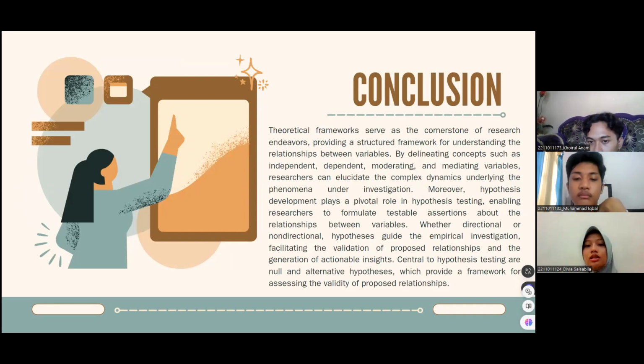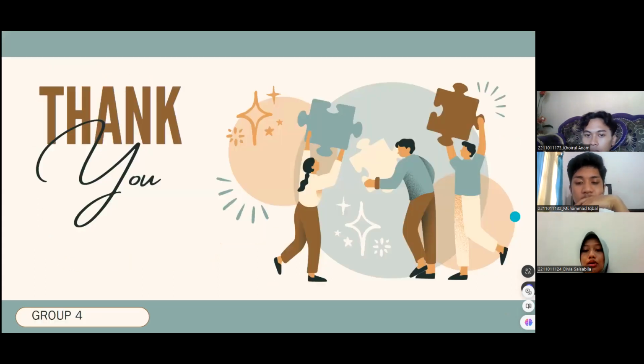And for the conclusion, theoretical frameworks serve as the cornerstone of research endeavors, providing a structured framework for understanding the relationship between variables. By delineating concepts such as independent, dependent, moderating, and mediating variables, researchers can elucidate the complex dynamics underlying the phenomena under investigation. Moreover, hypothesis development plays a pivotal role in hypothesis testing, enabling researchers to formulate testable assertions about the relationship between variables, whether directional or non-directional hypotheses.